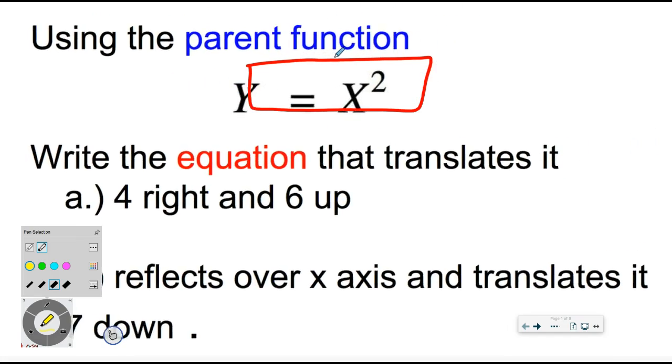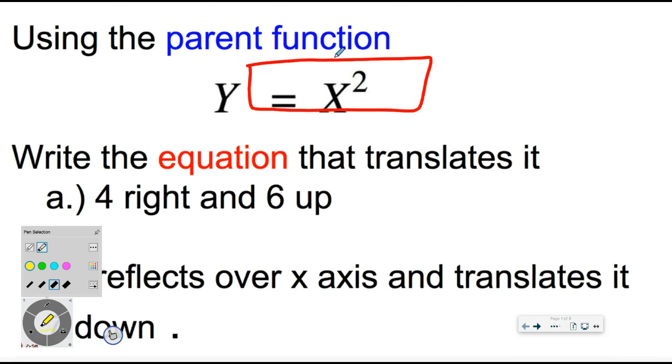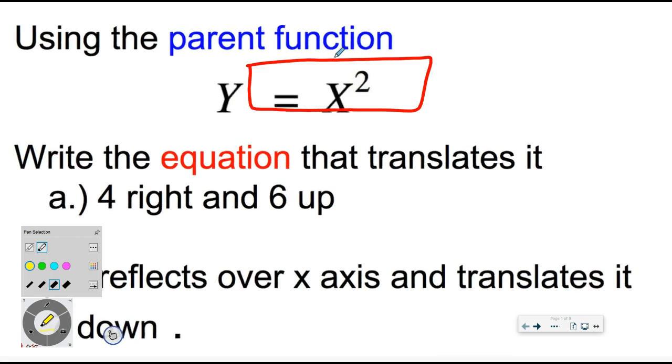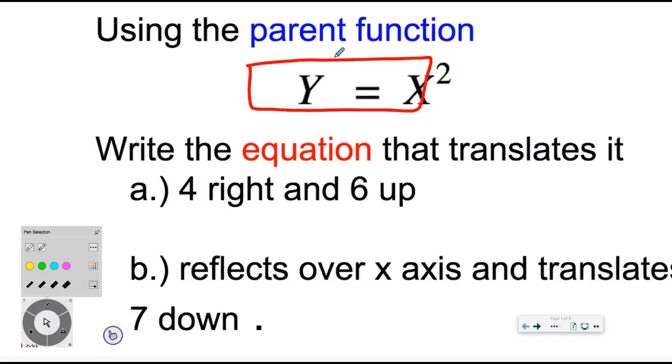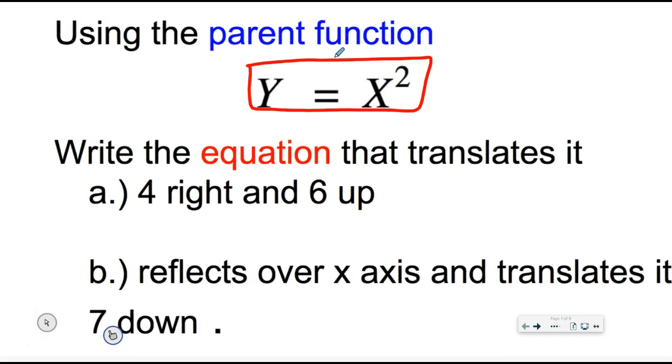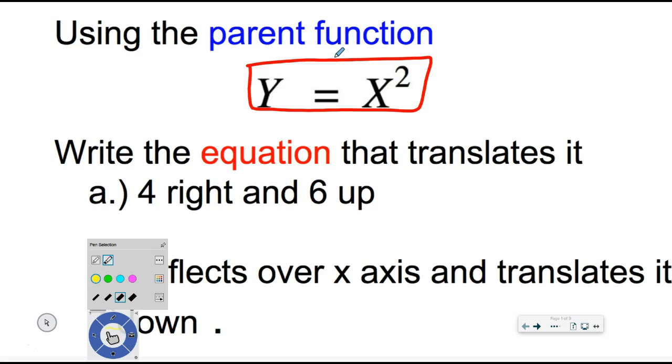Whoop, I don't know why it's doing that. Think of the x-axis as being your... still doing it. Maybe if I put my pen down, it'll activate. Oh, come on guys, what's going on? Try one more time, the highlighter. Maybe blue. There we go.